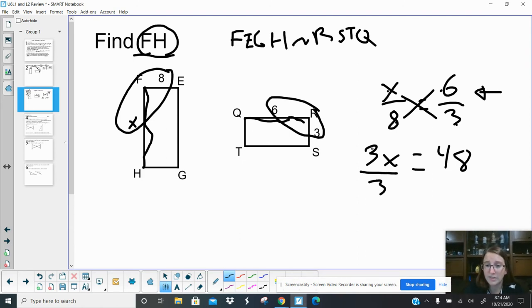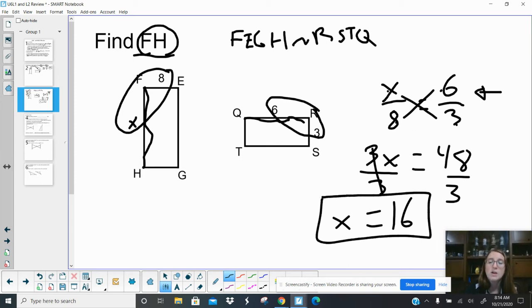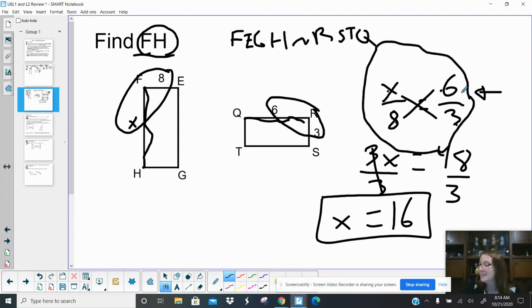So we divide by 3. We get that x equals 48 divided by 3. I feel like that's not 12, is it? No. 48 divided by 3 is 16. There we go. So even if your proportion was different than this one, it's probably losing batteries. That's okay. Even if your proportion was different, you did it correctly if you still got that x equals 16.